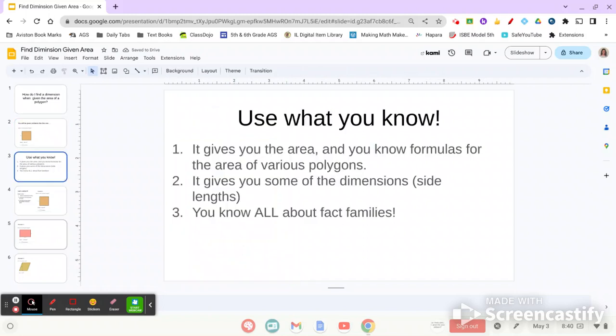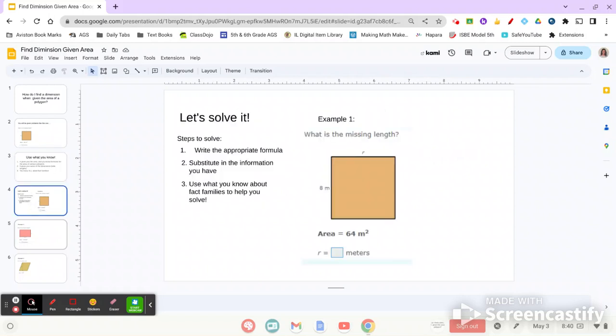Down here at the bottom, it's giving us the area and it's asking for one of the side lengths. To do these, we're going to use what we already know. It gives us the area, and we know all of the formulas for area of various polygons. In today's case, they're all quadrilaterals. It also gives us some of the dimensions, and we know all about fact families. So we can use what we know about fact families to find the missing pieces. Let's go back to this example and solve it.